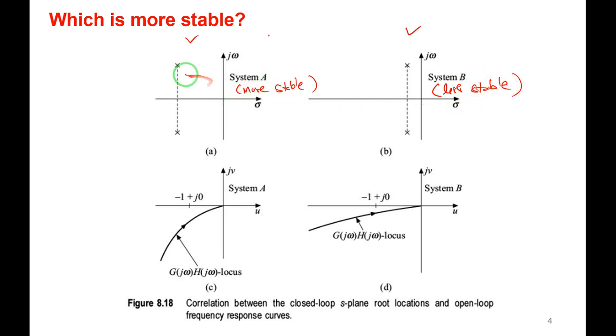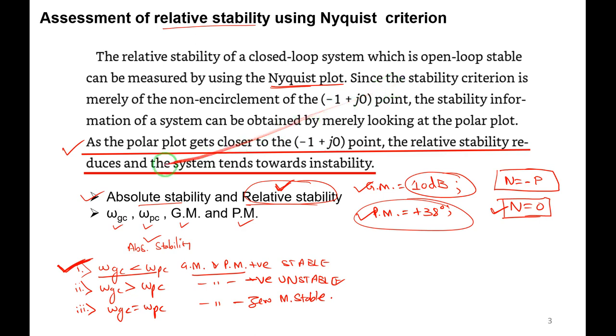Why? Because you can observe here that the complex conjugate poles are situated far away from the imaginary axis. Just observe in the second case, system B, the complex conjugate poles are near to the imaginary axis. This is one analysis. Another thing I just told you: as the polar plot gets closer to the -1 plus j0 point, the relative stability reduces.